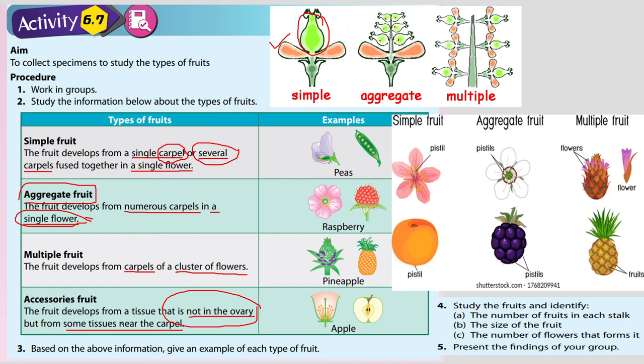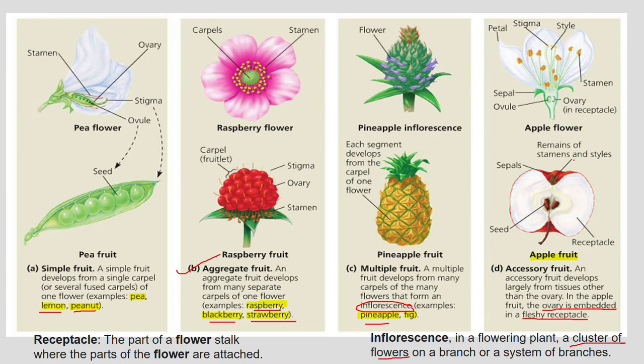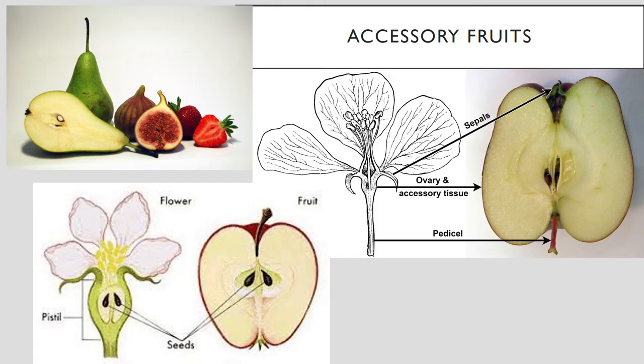For accessory fruits, these fruits develop from tissue that is not in the ovary, but from tissues near the carpel or the female reproductive parts. The typical example given is apple, and also the pear right here. So this is the ovary and the accessory tissues.